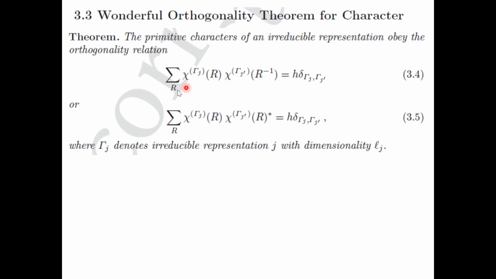Okay, you can write the same result this way by using the fact that representations are unitary. So you can write the chi of r minus 1 as the complex conjugate of chi of r. So this is a more common way to write this wonderful orthogonality theorem for classes.